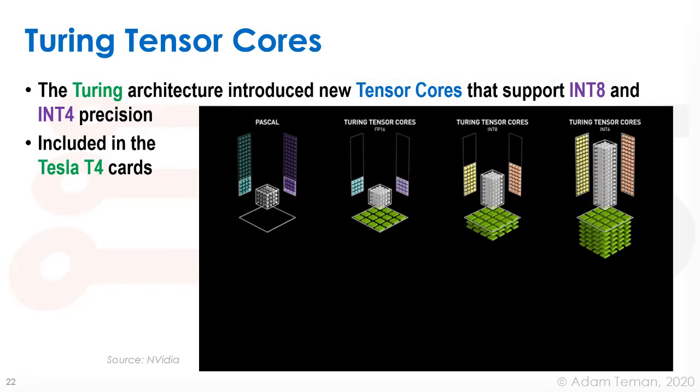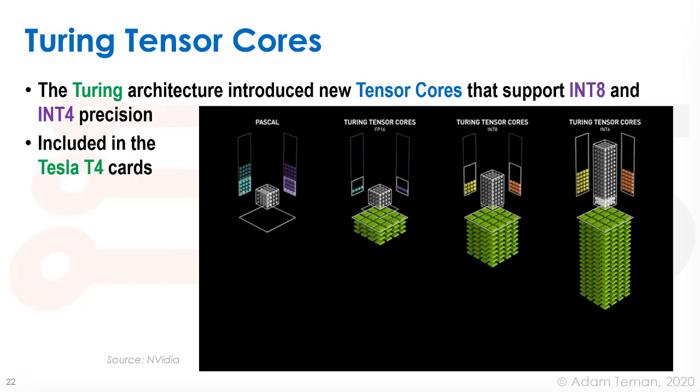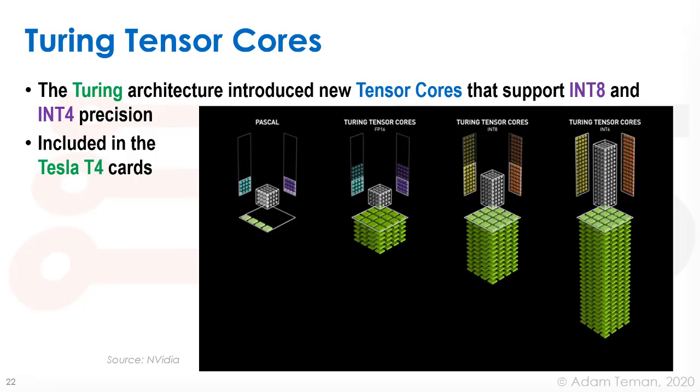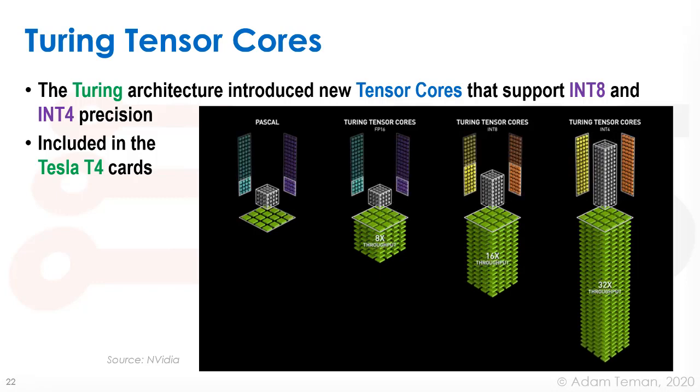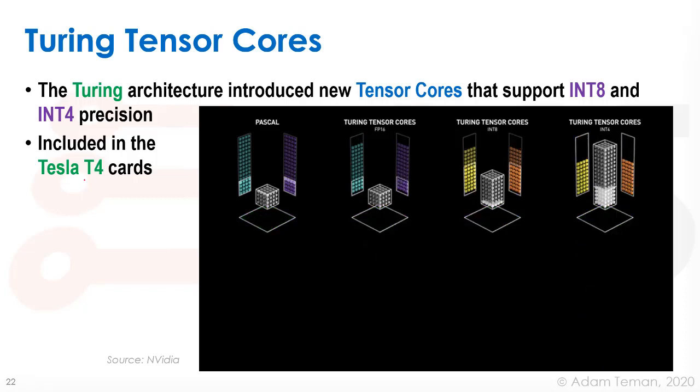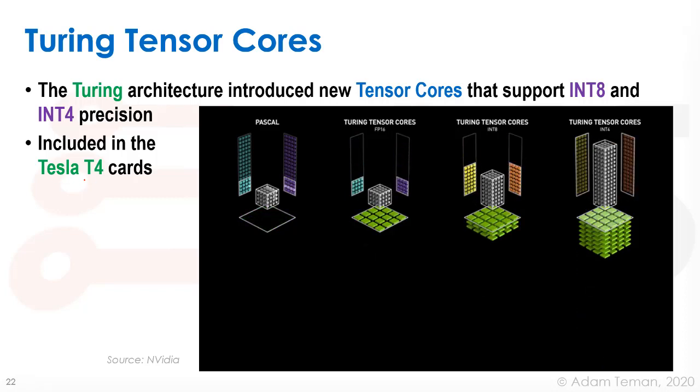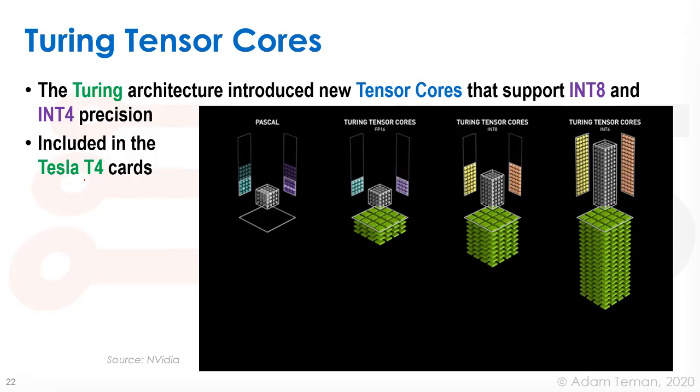The Turing architecture, which was until a few days ago the most recent architecture by NVIDIA, actually introduced support for int8 and int4 precision. So this was a big thing that NVIDIA put out in their Tesla T4 cards. They didn't actually put out their really high-end cards for deep learning in the Turing architecture.